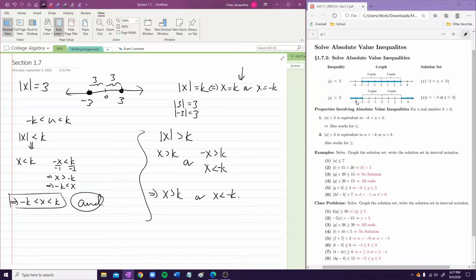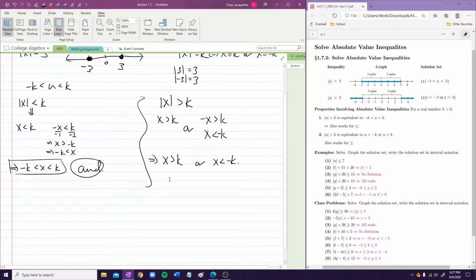Yeah. So, and again, the solution set is, the first one is the set of all x such that x is between -3 and 3. And the other one is the set of all x such that x is less than -3 or x is greater than 3. All right, they got these right here by just using the property of absolute value inequalities.